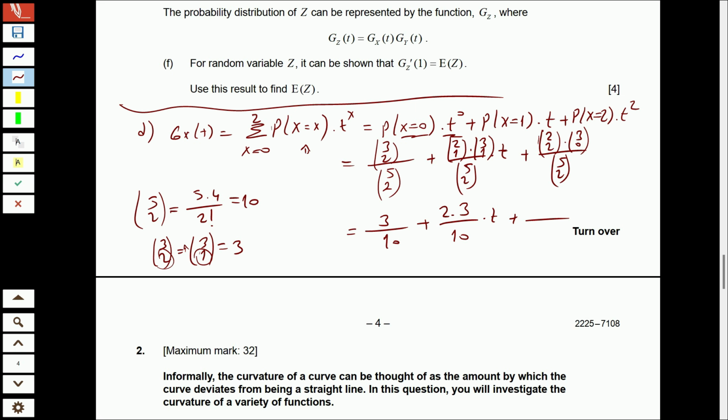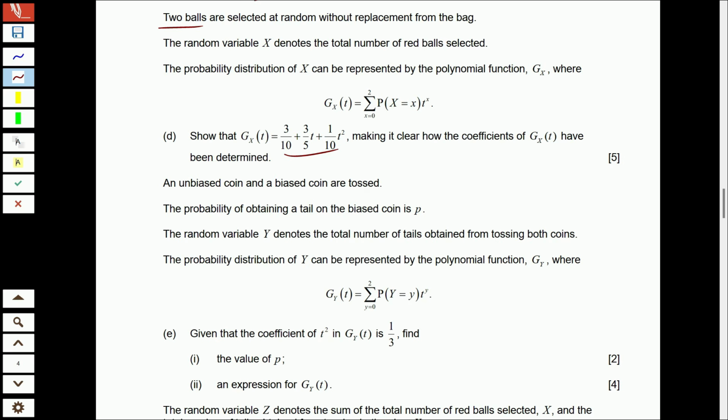I know that 2 choose 2, or n choose n, will give us 1, the same as 2 choose 0. The numerator will be 1 again, and the denominator is 10, t square, right? Let's simplify. 3 over 10 plus 6, or you can write 3 when you cancel 2, 3t over 5, times t square over 10. The next question is, an unbiased coin and a biased coin are tossed.